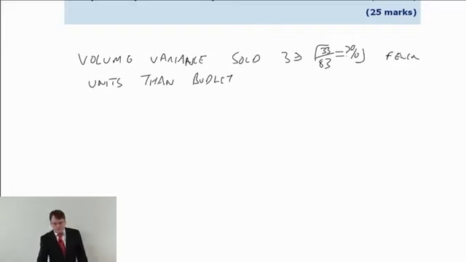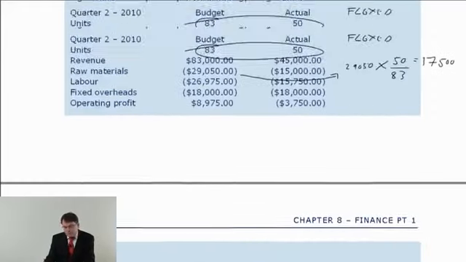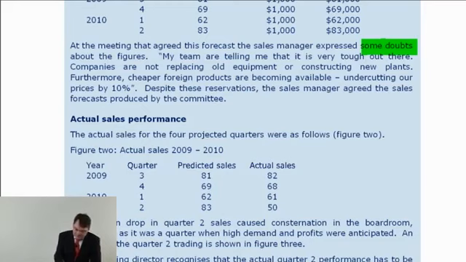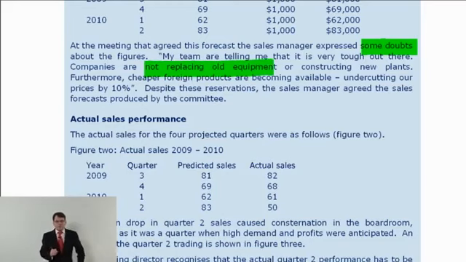Why has it happened? Well, you may remember from previous lectures, I've said that often you do the numbers, the numbers tell you what's happening, and the text tells you why. This is exactly the same. The sales manager had gone to the meeting where they agreed the budget. And the sales manager had said, I am not very happy with the budget. This is the 83 units that they'd ended up with. I am not very happy about that. Companies are not replacing old equipment. That means they're not going to be buying things from us.